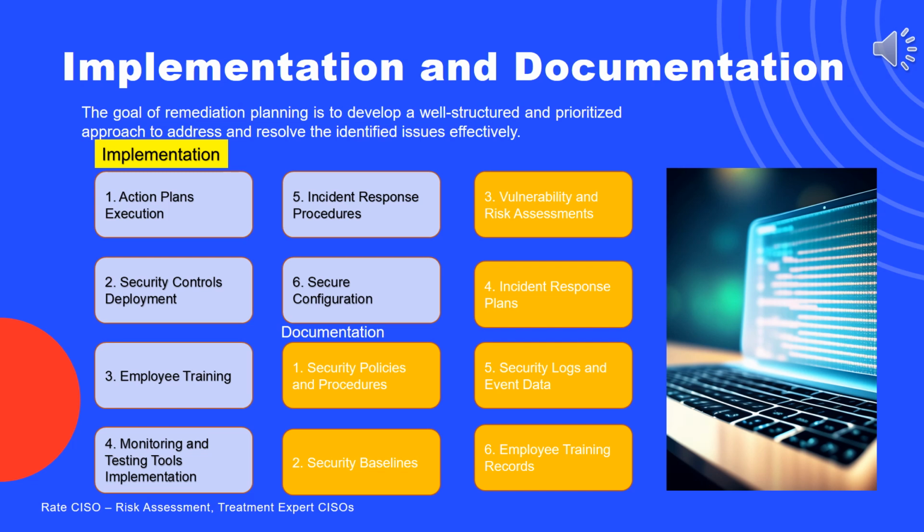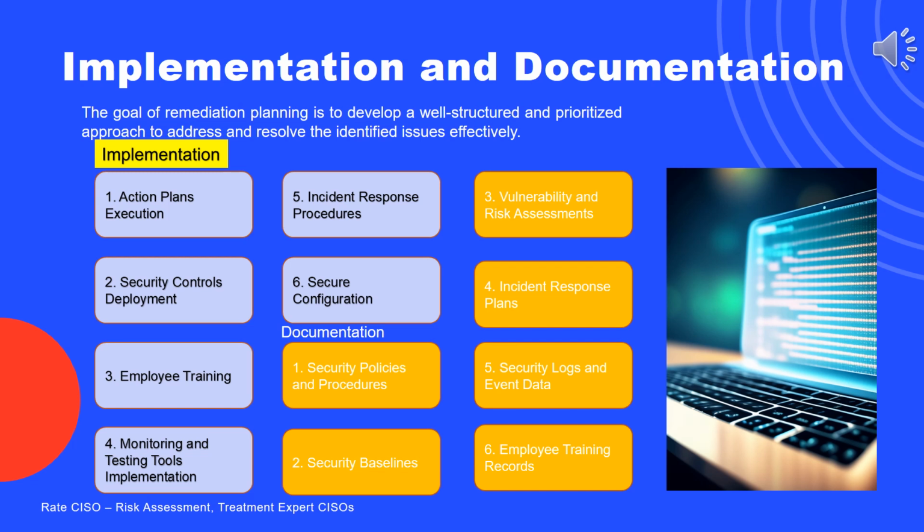2. Security controls deployment. Implement security controls based on the organization's security policies and best practices. This includes measures like encryption, access controls, multi-factor authentication, intrusion detection systems, and more. 3. Employee training. Conduct security awareness training for employees to educate them about security best practices, policies, and their role in maintaining a secure environment.